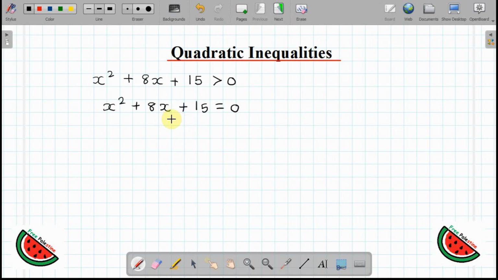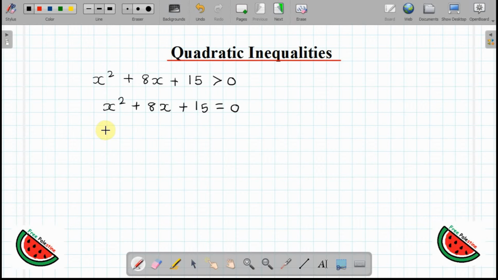You can do this either by factorizing, if factorizing is possible, or by completing the square, or by using the quadratic formula. I'm going to factorize here. So I need two numbers that multiply to give me 15, because 1 is the coefficient of x squared and 15 is the y-intercept. I multiply those two. 1 times 15 is 15. So I need two numbers to multiply to give me 15, and the same two numbers will add to give me the coefficient of x, which is 8. So my two numbers are 3 and 5.